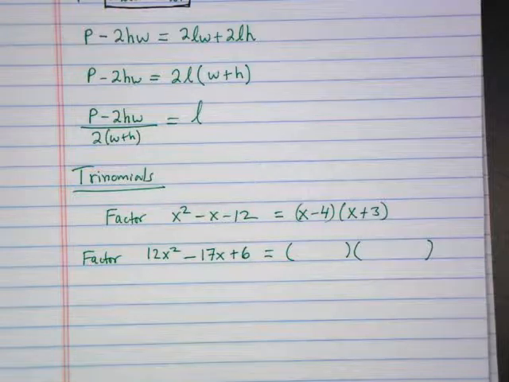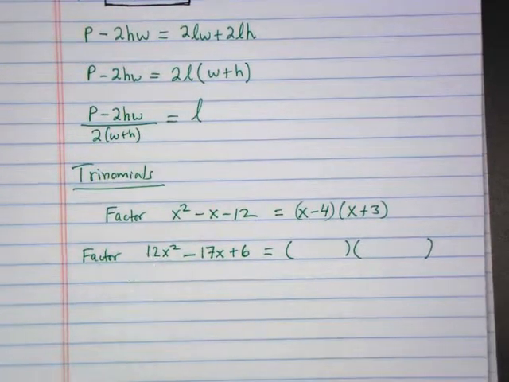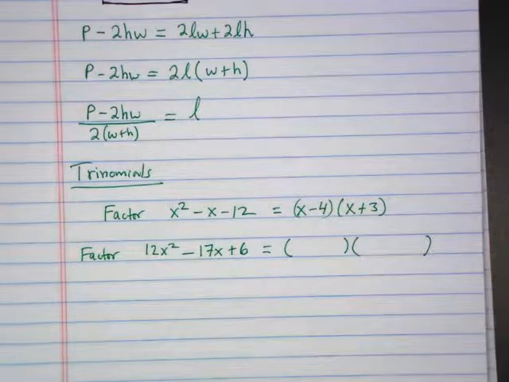What else could I use? I could use a 6x and a 2x. That would give me 12x squared. Or a 12x and a 1x. That could give me 12x squared. Which one's the right one? All of them? There's only one that'll work.